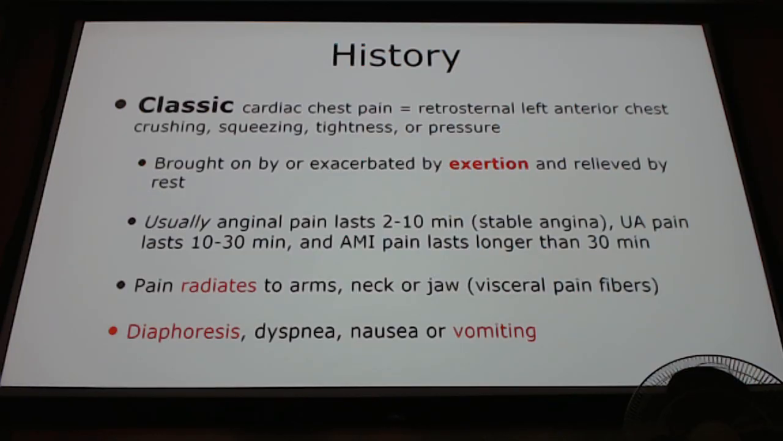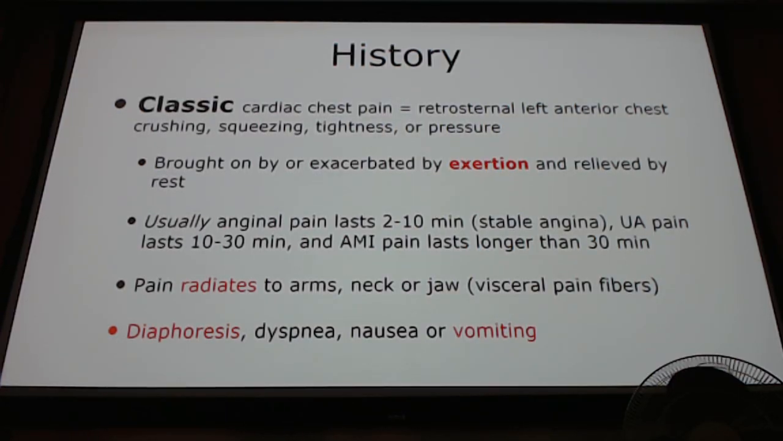That's going to be that retrosternal crushing, squeezing chest pain. They may describe it as tightness or pressure, classically brought on by some sort of exertion. It's relieved by rest. And then we look at the time frame with it. Stable angina is usually intermittent, so it lasts 2 to 10 minutes. Unstable angina is a little bit longer, 10 to 30. There's no hard line here. And then myocardial infarction usually lasts longer than 30 minutes.